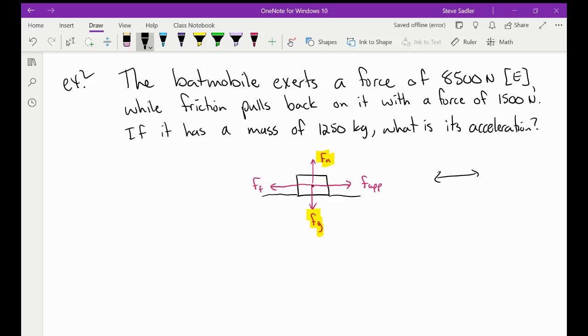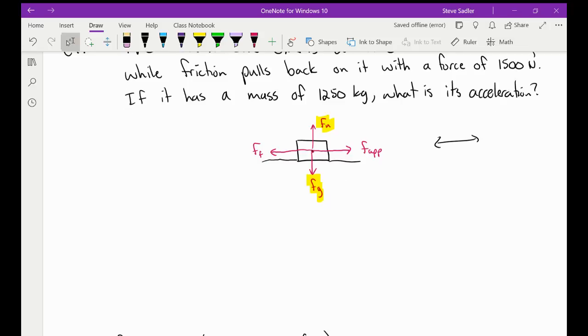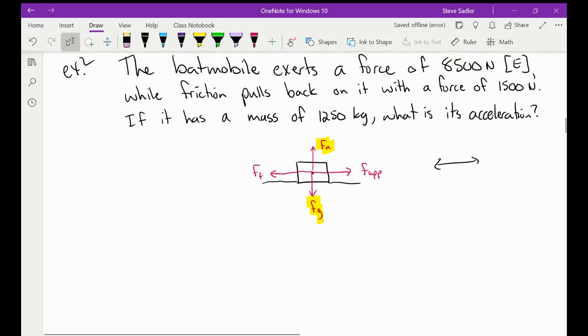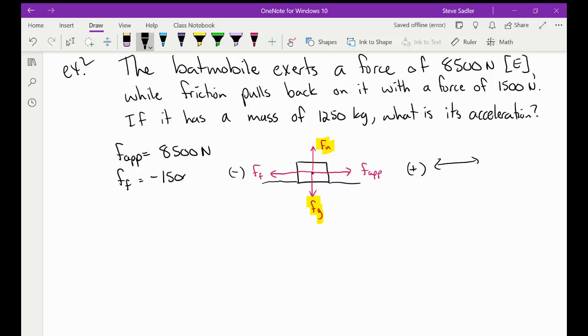But what we want to do is look at, we know force applied is 8,500 newtons. We know force of friction is, so you got to be careful here. Force of friction is 1,500 newtons, but it's going in the opposite direction. So if we make this positive, this direction has to be negative, which means our force of friction is going to be negative 1,500.